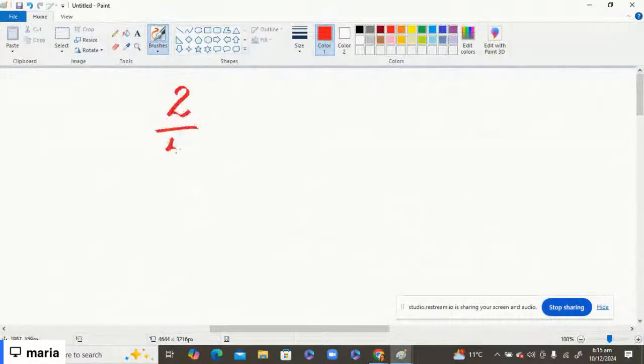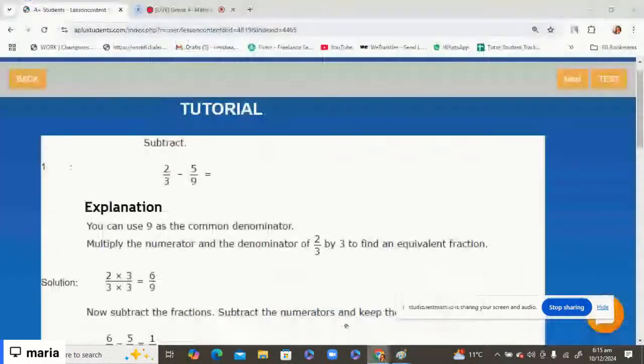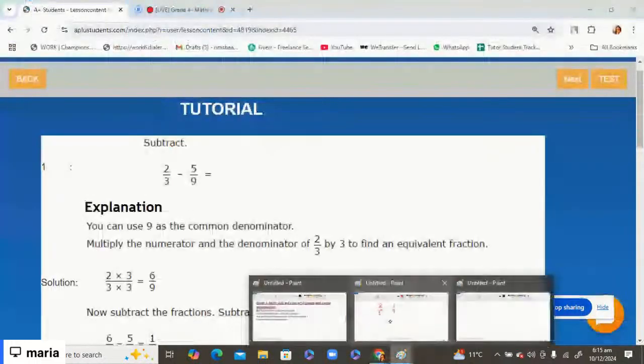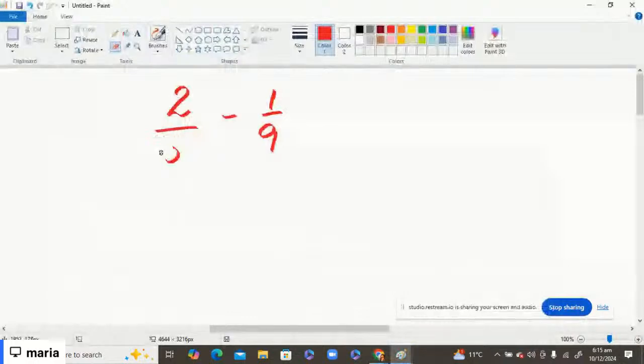It's 2 by 3 minus 1 by 9. Is that the question? 2 by 3. Okay. So the same thing, what we do, we are just going to check which one is the greater denominator. When we see the greater denominator, we check the smaller denominator, and we multiply the smaller denominator so that it becomes equal to the bigger one. So minus 1 by 9 is the same.